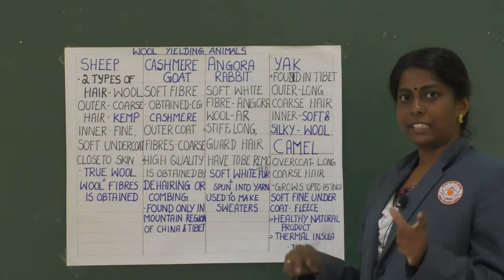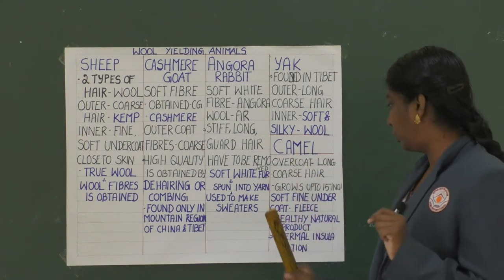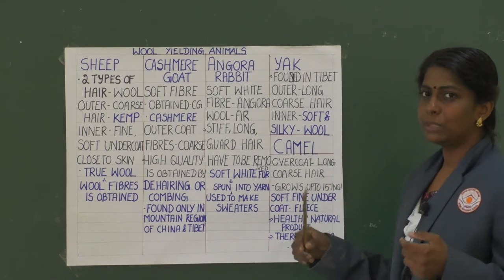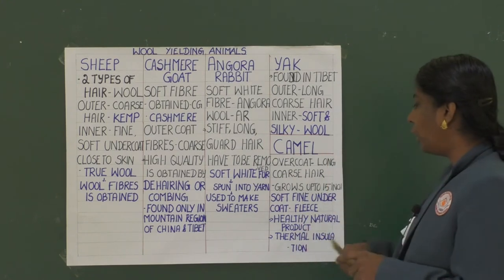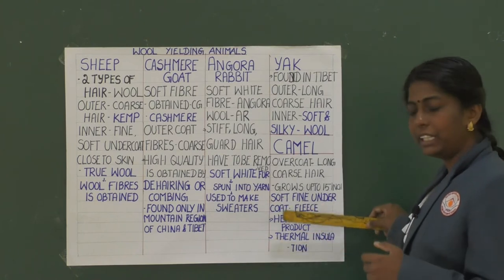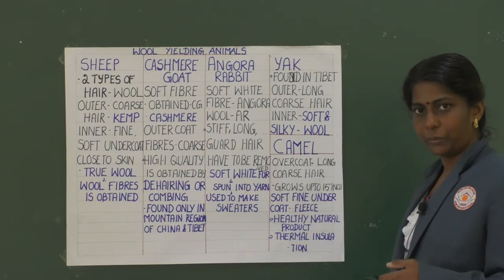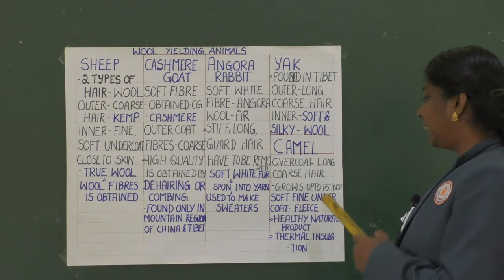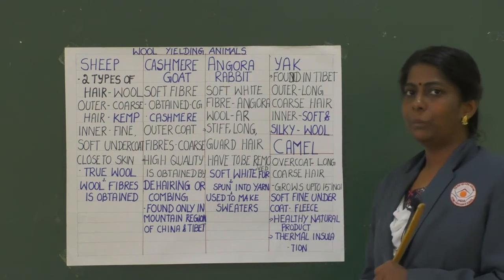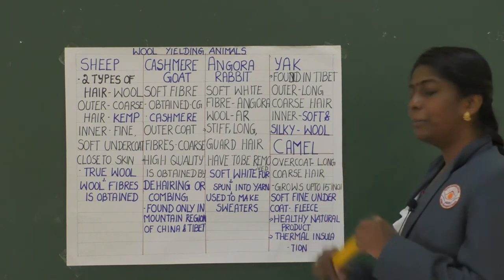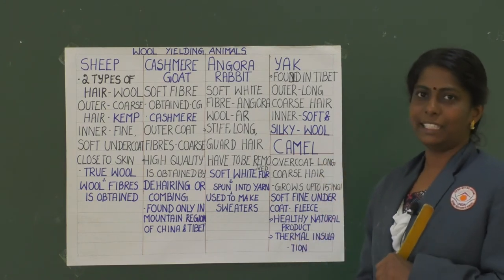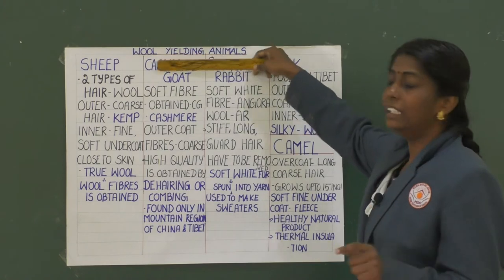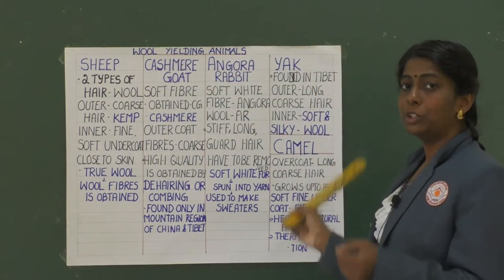The camel fleece consists of an overcoat and an inner coat. The overcoat is long, coarse hair. It grows up to 15 inches long, and from the inner coat we obtain the fleece from the soft, fine undercoat. Clear? So basically, camel wool is a healthy natural product, and it is an excellent thermal insulator. Clear students? So this is about the different types of wool yielding animals. From all these animals we are able to obtain wool.